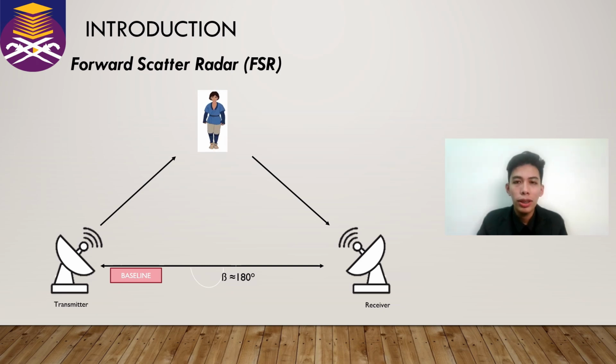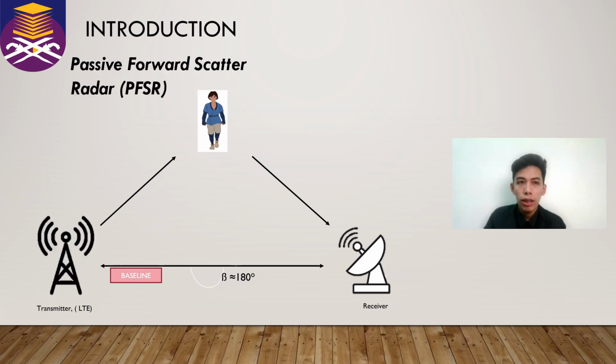It also uses the bistatic, where the transmitter and receiver are at different places, but it includes a bistatic angle of around 180 degrees. For more information, I will explain in my case study, which is passive forward scattering radar. For passive forward scatter radar, I use a passive signal, which is the LTE signal, as the transmitter and a passive radar as the receiver, when the target crosses the baseline, the 180 degree bistatic angle.